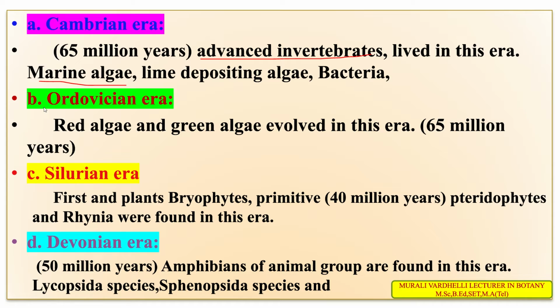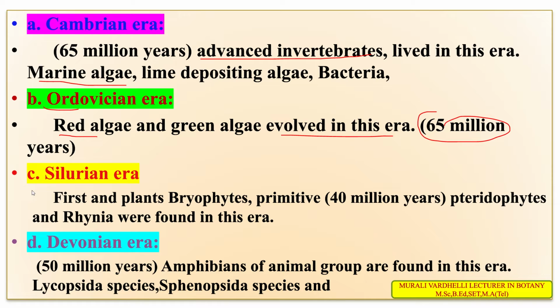Next, B. The second one is the Ordovician era. This Ordovician era is approximately 65 million years. In this era, we can find red algae, and green algae evolved in this era.